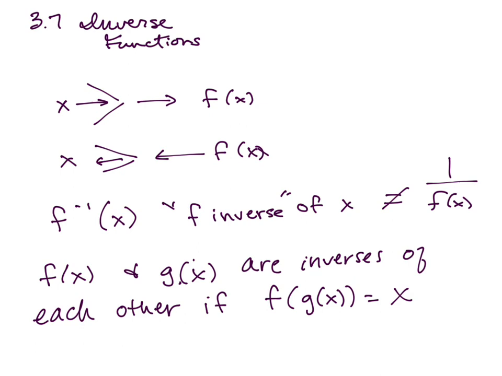Okay, so the rule here is if their compositions equal x, then I can tell that f and g are inverses of one another. Okay, so let's dive into a few examples. Mason, are you good? Yeah. Did you get all of that? Yeah. Okay, so here's example 1.